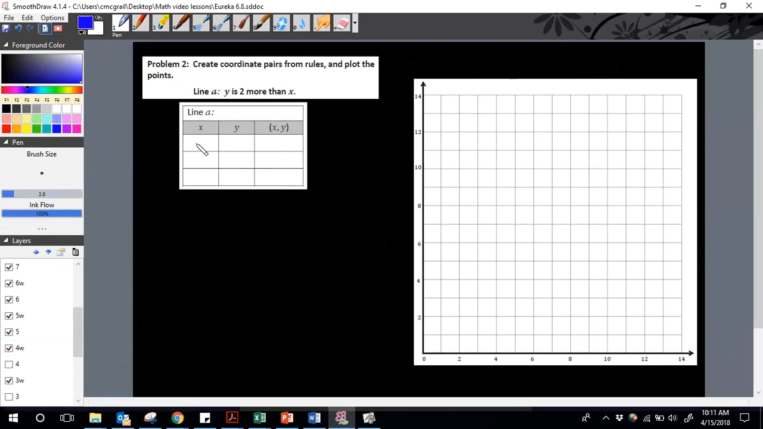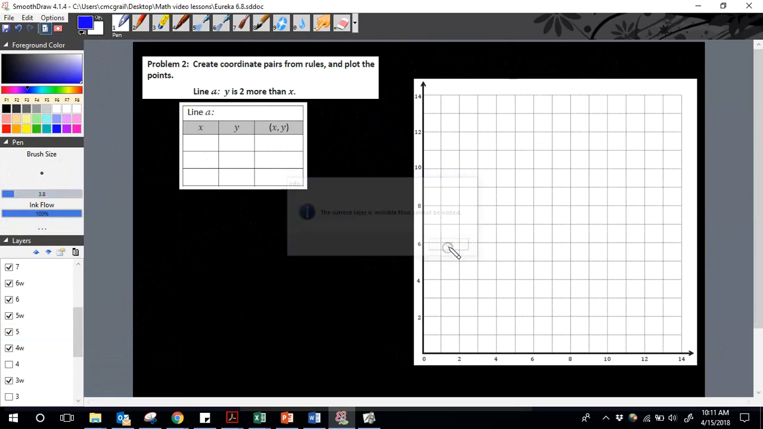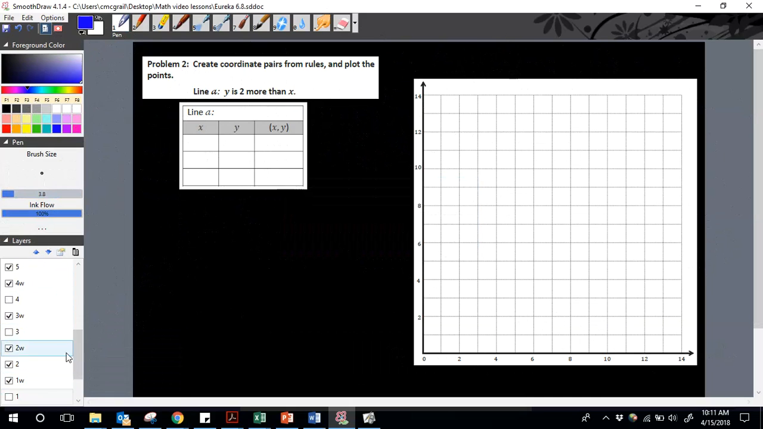So I'm going to choose a simple number like 1. If I choose x is 1 and y is 2 more than that, y is going to be 3. So my coordinates would be 1, 3. Please follow along and write these coordinates down.